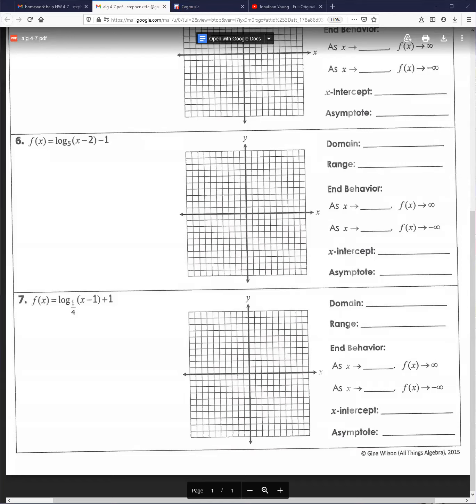So let's consider we've got log base 1/4 of x minus 1 plus 1. So the minus 1 here means we're going to go right by 1. The plus 1 means we're going to go up by 1. That's your h and your k, or your c and d if you prefer. Just good old graph transformations. We don't have any stretching, it's just shifting, so it's nice and easy.